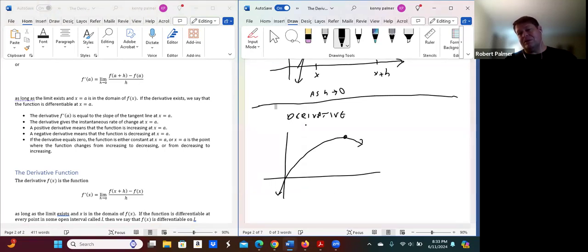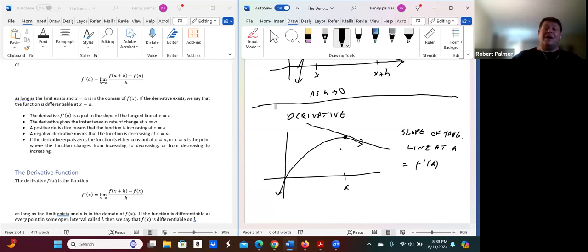Okay, then if this is my point A, then the slope of the tangent line at A is equal to the derivative f prime of A. And that gives us the instantaneous rate of change at point A. And once again, as you can imagine, if you have a different point, you will often get a different instantaneous rate of change, a different derivative, a different value.